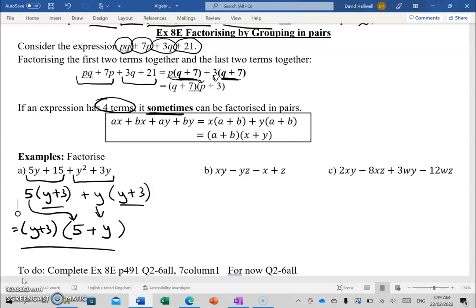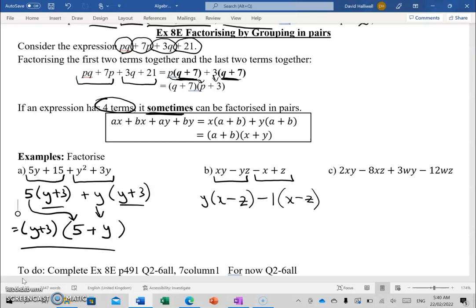Okay, let's do another example. Here we're going to pair the first 2, and we're going to pair the back 2. I'm going to look for a highest common factor here. I can see y in both, so I'm going to take out y. What would be left would be x take z. And here, I can't really take out anything beyond -1. I can take out -1, and if I take out -1, the signs will change. So that'll be x, and changing that sign will be minus z.